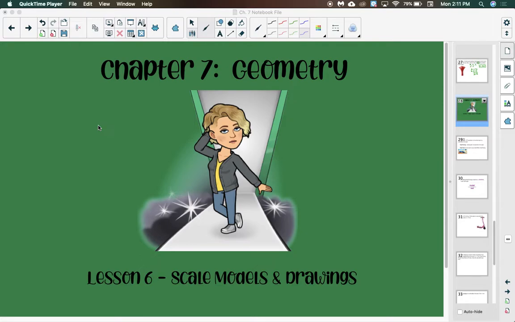Okay, this is our 6th lesson of Chapter 7. This lesson does not fit in with the rest of the chapter. I will not lie to you. It totally takes a turn in a different direction, but it's not super hard, and it does have a geometry application. It's called scale models and scale drawings.